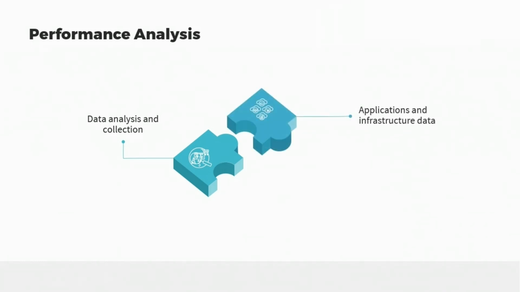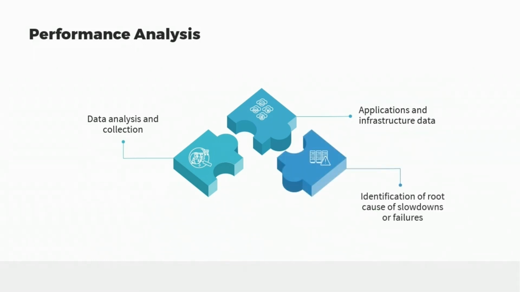Performance analysis involves various processes that are aimed at understanding and optimizing the performance of IT systems. Performance analysis begins with the collection and analysis of data from diverse sources, including applications, infrastructure components, and user interactions. It includes monitoring and analyzing data related to applications, servers, networks, databases, and other infrastructure elements to identify performance bottlenecks and areas for improvement. A key objective of performance analysis is to identify the underlying factors causing slowdowns or failures in IT systems, enabling a more timely resolution and optimization.